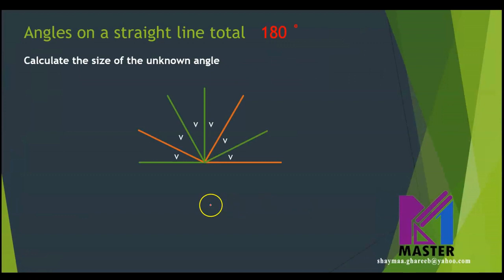Now let's see one more example. In this example, the straight line is split into 6 equal angles. All of them are called V, which means all of them are the same size. So in this case, what should I do? What do you think? I will divide 180 by 6, which is the number of the angles on the straight line. So 180 divided by 6 equals 30 degrees. Is this clear?